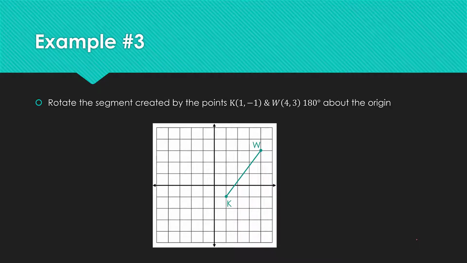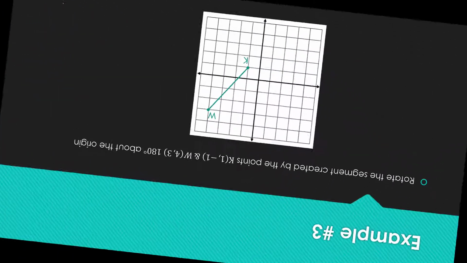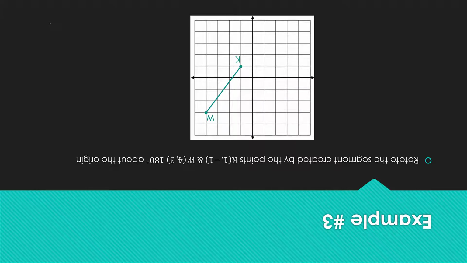What if I wanted to rotate a segment, though? If I want to rotate a segment, we're just going to do it for both coordinate points. So this is 180 degrees. 180 degrees means we're going to pick our paper up and turn it completely upside down. Now list the new K and W coordinates. K prime, left 1, up 1, (-1, 1). W prime, left 4, down 3, (-4, -3).